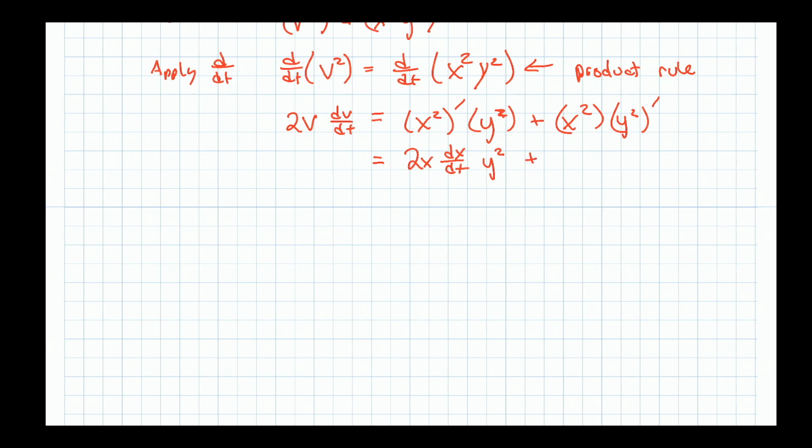All right, over here, x squared, no derivative, so we're just writing x squared. And then you need the derivative of y squared. That's going to be 2y dy dt. So you get this: 2v dv dt, 2x dx dt y squared, x squared 2y dy dt. And that would be your derivative, right? So they just all have this extra thing tacked on, but you only add it right when you take the derivative of a variable, of a function with a particular variable in it.